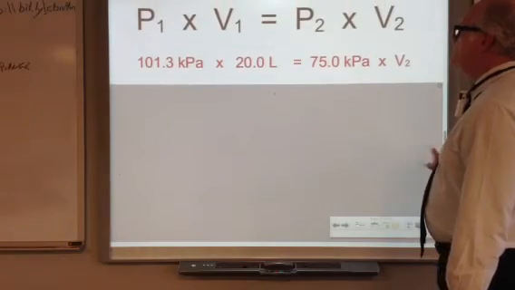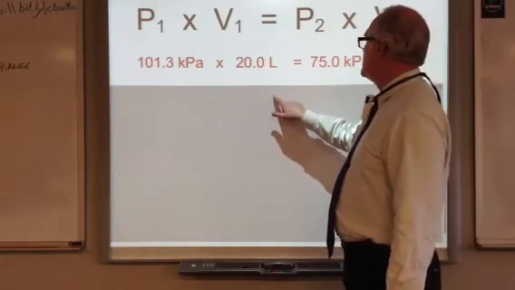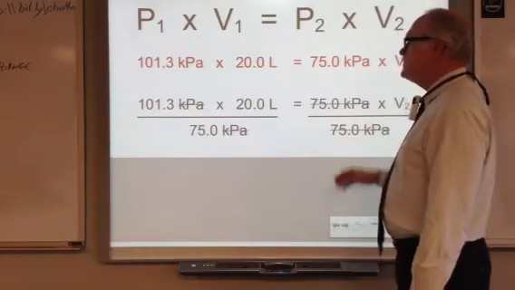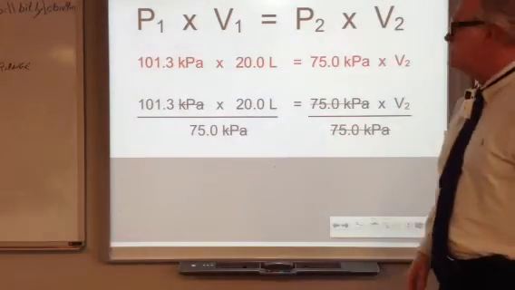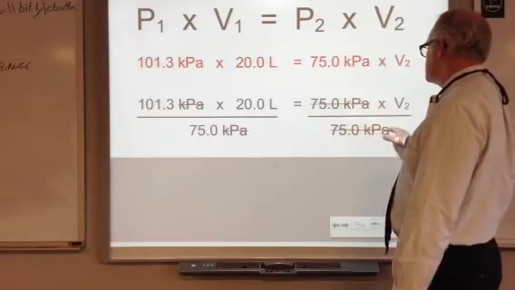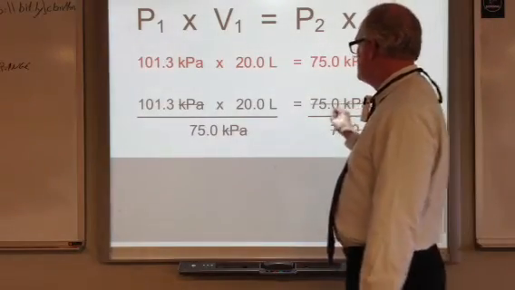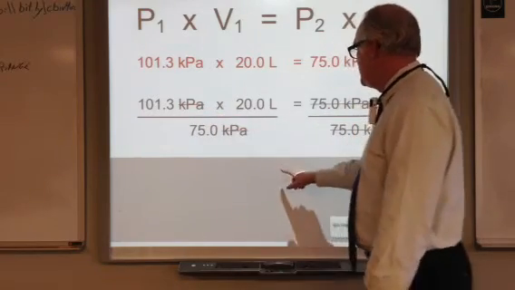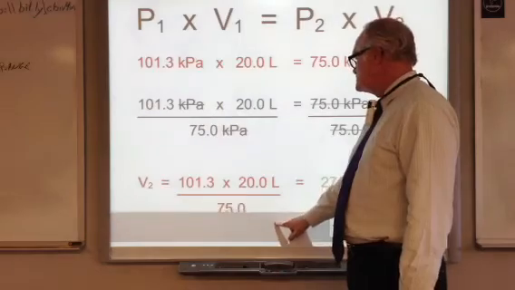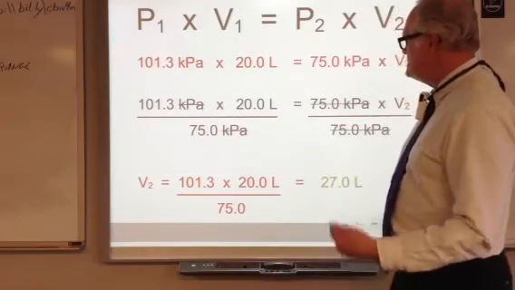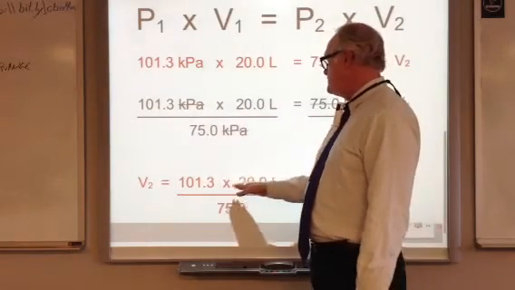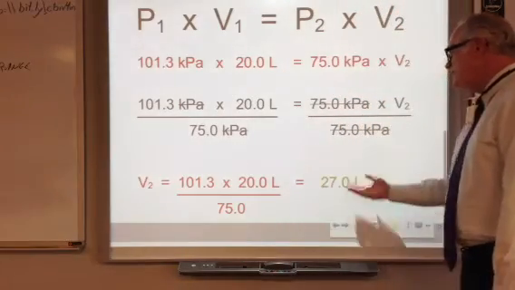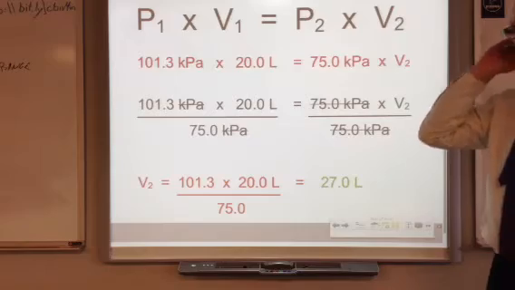Okay, so now we can do the math. We want to isolate our unknown, which is V2. We do that by dividing both sides of the equation by 75.0 kilopascals. That allows us to cancel out that number on this side, and we cancel out the unit kilopascals on the other side. And we have a calculation to do, which tells us that V2 equals 101.3 times 20 liters divided by 75.0. And that turns out to be 27 liters.